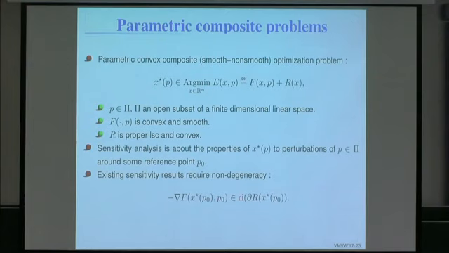Okay? So sensitivity analysis is about the properties of the minimizer of this problem, let's call it x star p, to a perturbation of the parameters p around some reference point p0. Which is exactly the abstract way of asking our question: what is the stability of my inverse problem if I solve it through a variational formulation. Most of the existing results on sensitivity analysis require non-degeneracy, meaning that minus the gradient of the smooth part should belong to the relative interior of this subdifferential.